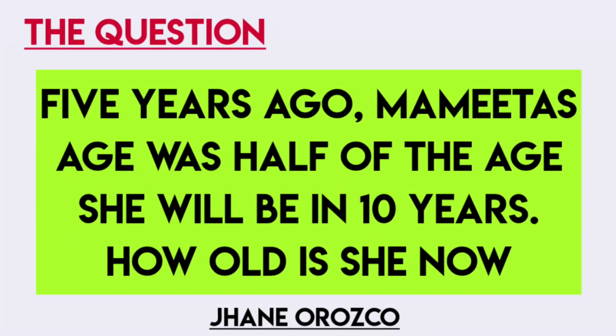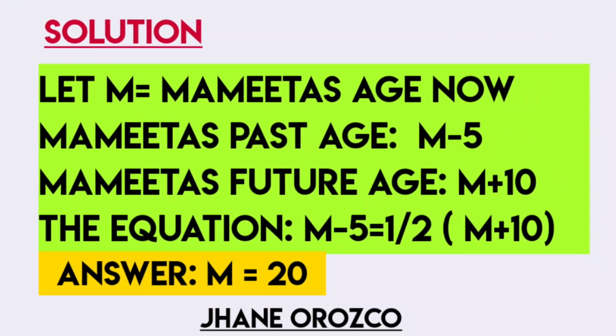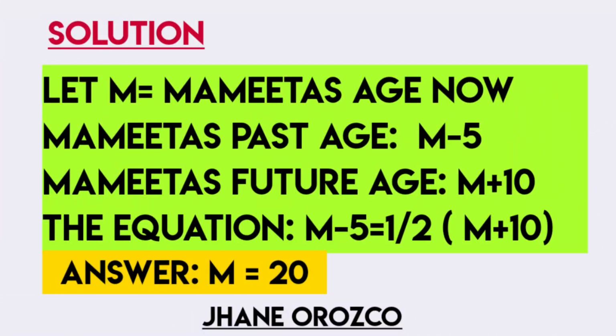Before I end this video, I will give you first the solution to the problem I gave last premiere. 5 years ago, Mamita's age was half of the age she will be in 10 years. How old is she now? The solution, we let M is equal to Mamita's age now. Now, Mamita's past age is equal to M minus 5 and Mamita's future age is equal to M plus 10. Now, the equation, basing from the question, is M minus 5 is equal to 1/2 times M plus 10. After simplifying, the answer therefore is M is equal to 20 years old. And nobody got the correct answer.